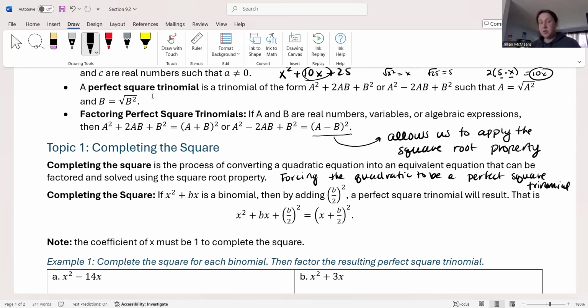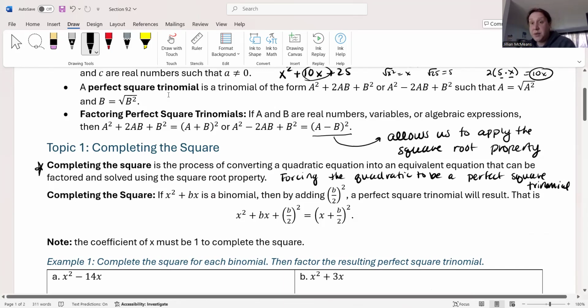If we can get a perfect square trinomial, we can factor that quadratic into a single term that has the variable squared. That allows us to then use the square root property to solve. Okay? So we're again forcing this to become a perfect square trinomial. Now, as far as completing the square is concerned, it's a very simple process.